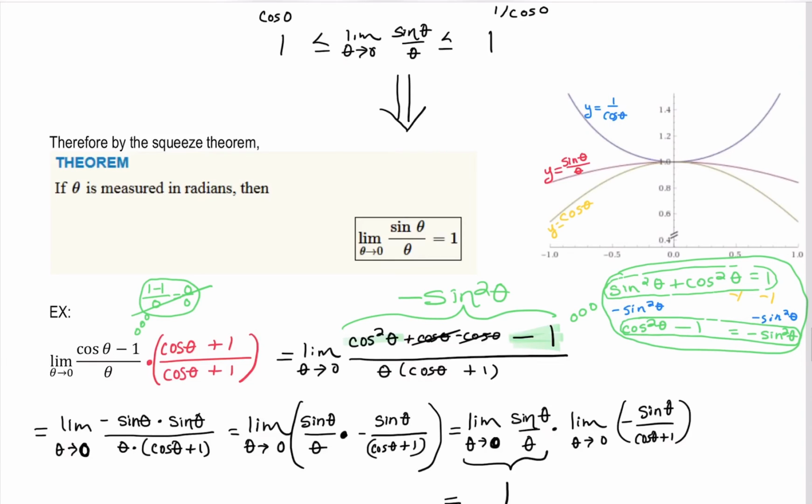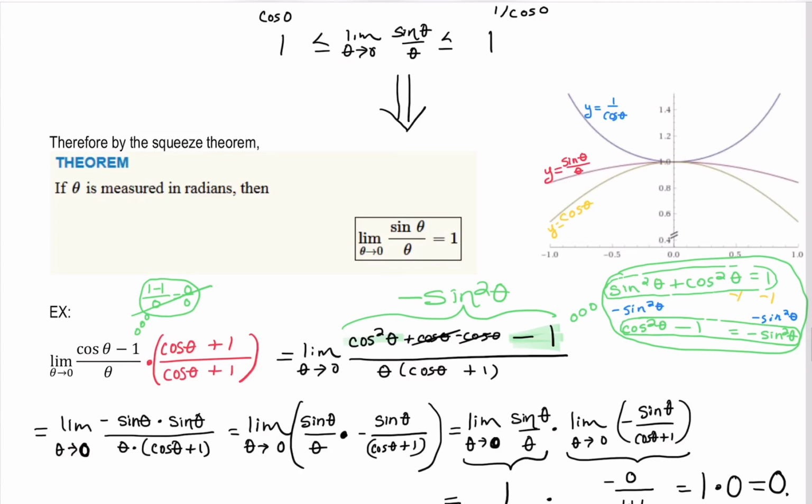And on the second factor, we can just use direct substitution. Sine of 0 is 0, and cosine of 0 is 1, so 1 plus 1. You'd have 0 over 2, so that's just going to be 0. So we end up with 1 times 0, which is equal to 0.